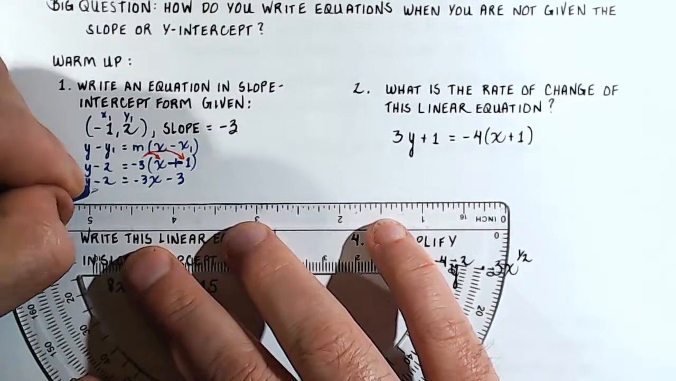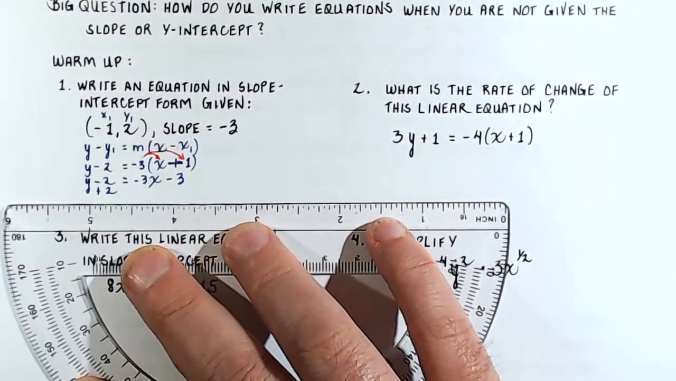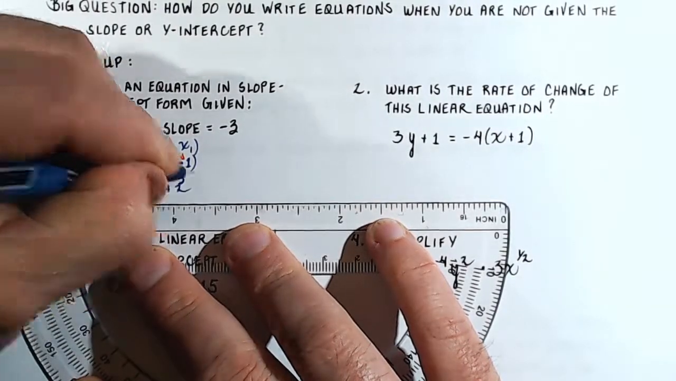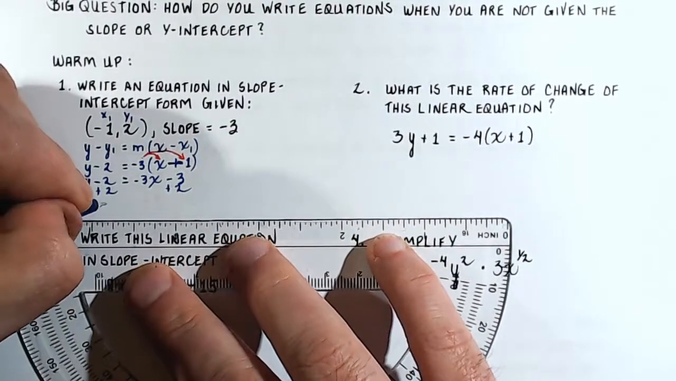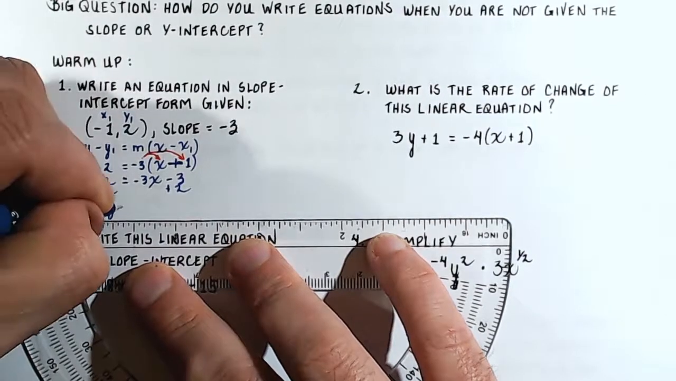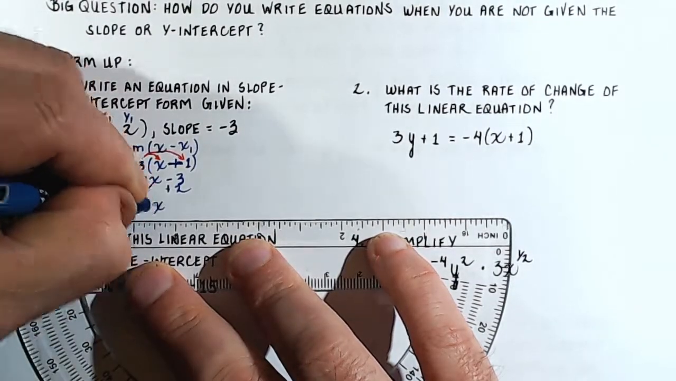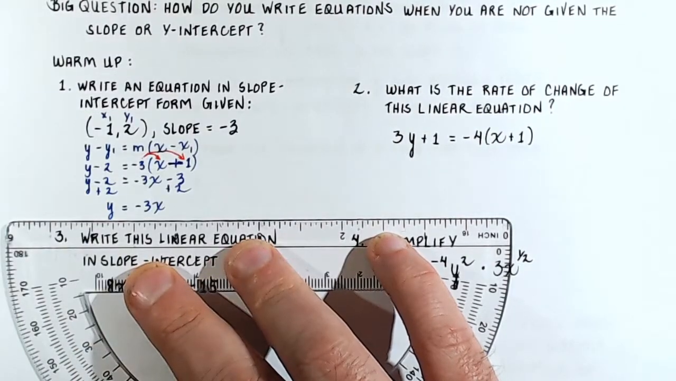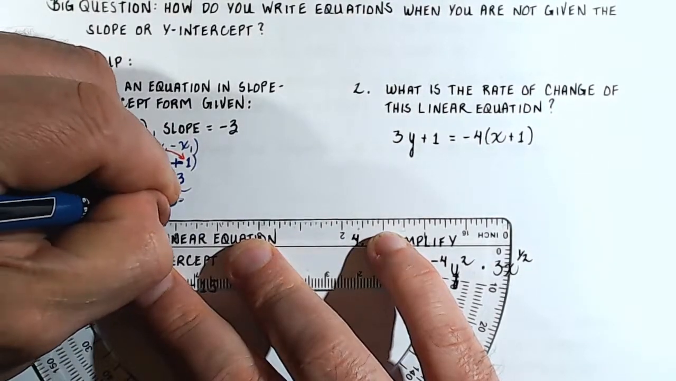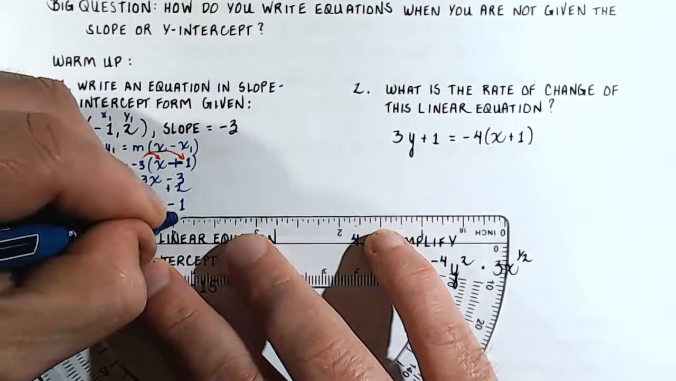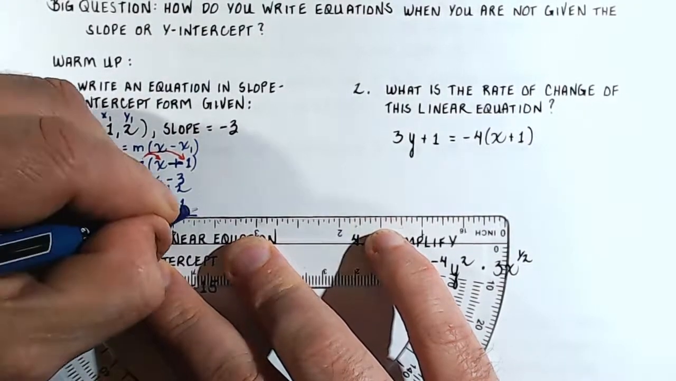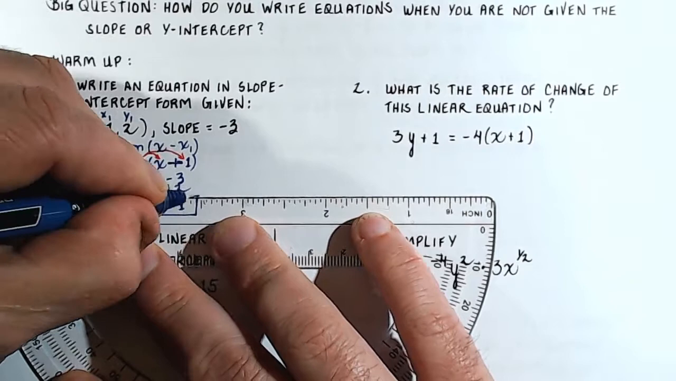Now I add 2 to both sides. And I have y equals -3x. -3 plus 2 is -1, minus 1. Okay, so there is the equation in slope-intercept form.